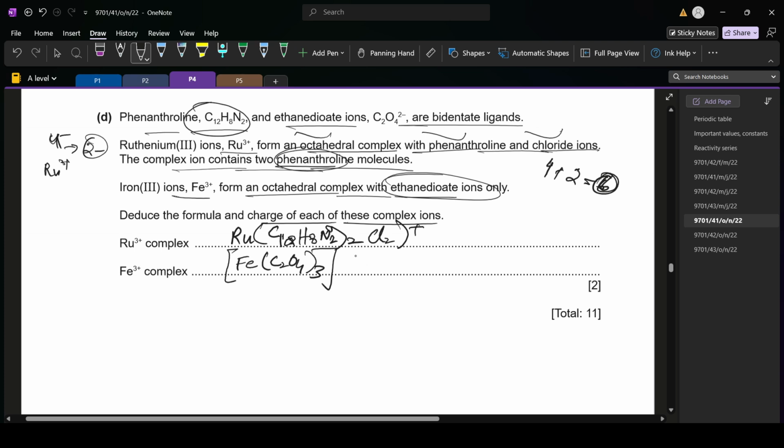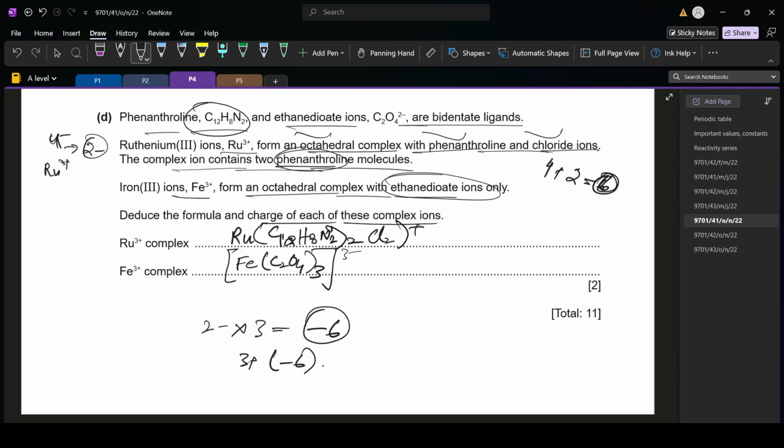So now what will be the overall charge? It is going to be 3 minus, because the charge on ethanedioate is 2 minus, and there are three ethanedioates. So it is minus 6, and the charge on iron is 3 plus. So 3 plus minus 6 is minus 3. So the overall charge is minus 3. So these are your structures for the complexes.